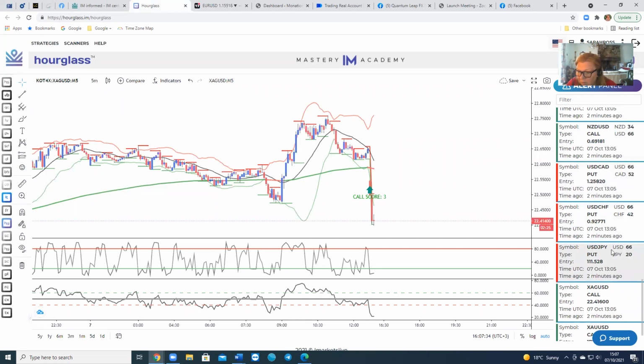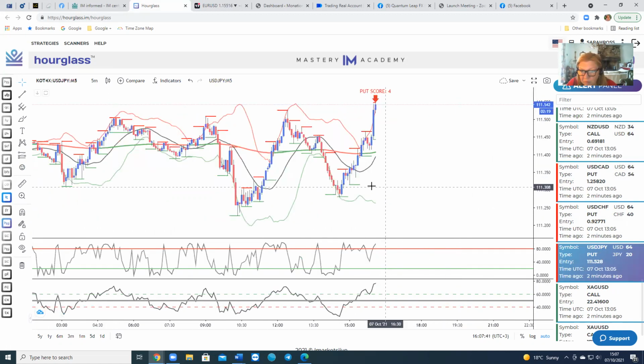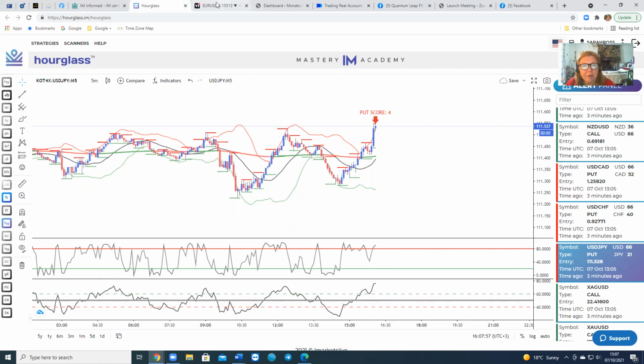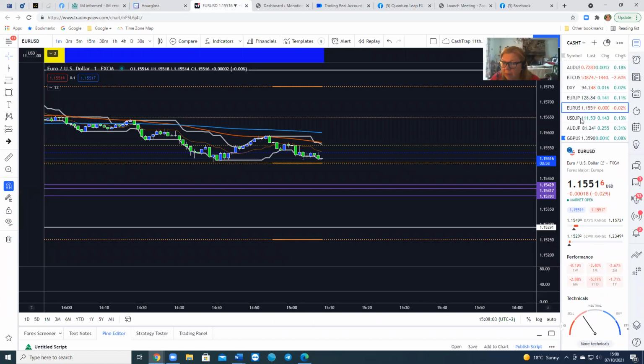So US dollar is our base currency, 66 to 20. It says a put at the moment, but we only want to be taking calls or buys. You can see our moving average has turned to green. It's surfed all the way up the Bollinger Bands, and it is in the overbought area. Very big candle up there. So let's come over to our TradingView and have a look at it on here.